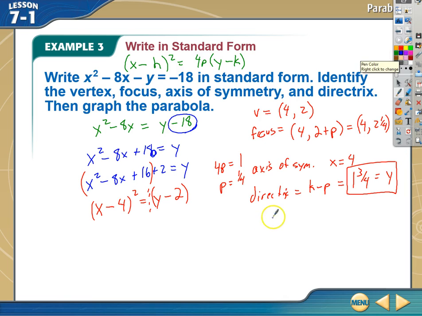Okay. Again, they're asking for a sketch. So my quick little sketch is this. And then I'm going to go ahead and sketch it in there. 1 3/4 is equal to, okay, so vertex 4, 2. 1, 2, 3, 4, 2. My focus 4, 2 1/4. Directrix right below that. Parabola up. There we go. There's my quick little sketch, and that's all I'm going to ask for.